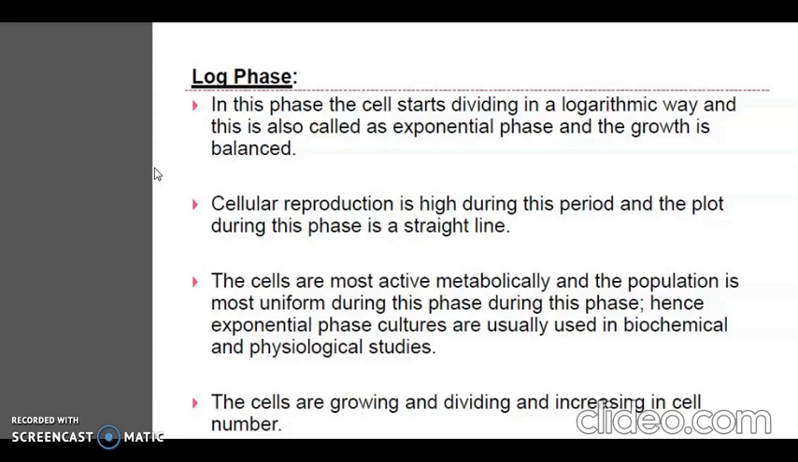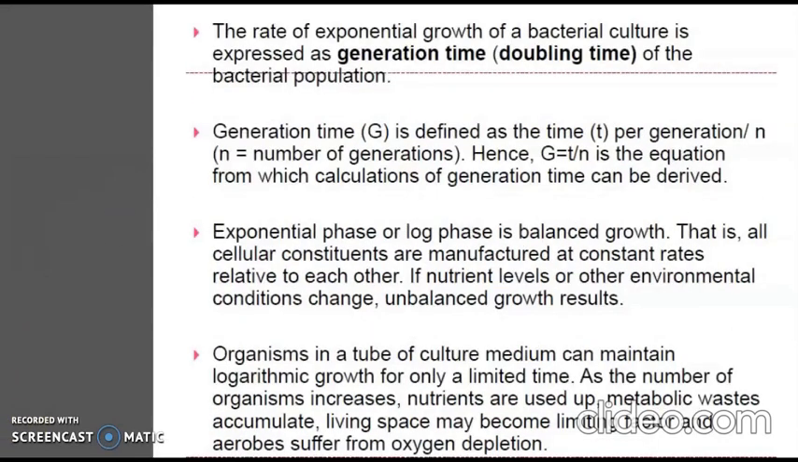Hence, exponential phase cultures are usually used in biochemical and physiological studies. The cells are growing and dividing and increasing in cell number. The rate of exponential growth of a bacterial culture is expressed as generation time or doubling time of the bacterial population. So, the generation time is defined as the time per generation, where n is the number of generations. Hence, G = t/n is the equation from which calculations of generation time can be derived. Exponential phase or log phase is balanced growth.